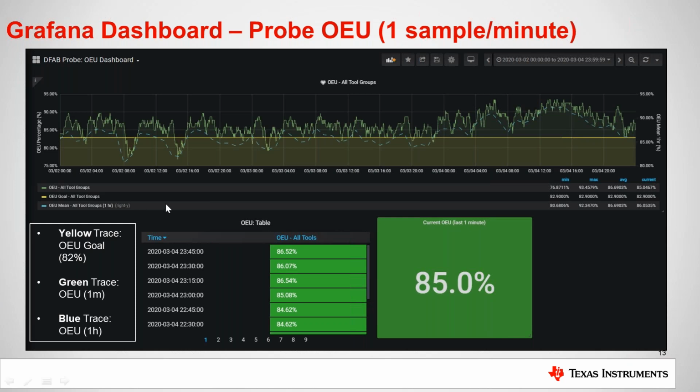But what you're looking at is the green trace, which is our OEU per minute. I also have a dashboard that breaks it down by tool set and by tool, which shows me how those specific tools that make up our overall metric are performing over time in a longitudinal form. The yellow is our current goal. So we're in the green in a meeting, if we're reporting out, if our aggregate for one month is above that yellow line. The blue, I was just playing with smoothing it. That's being averaged over an hour.